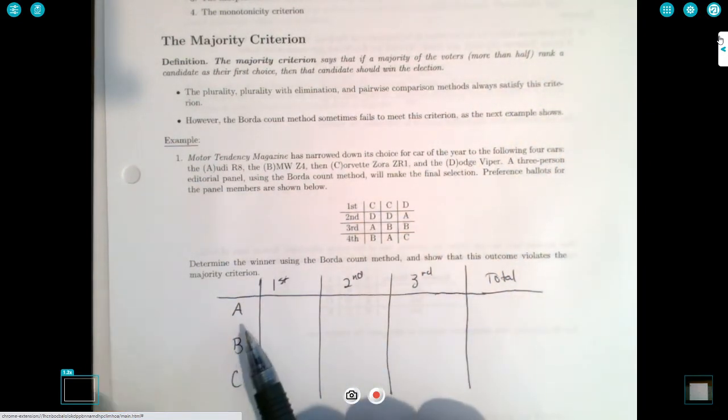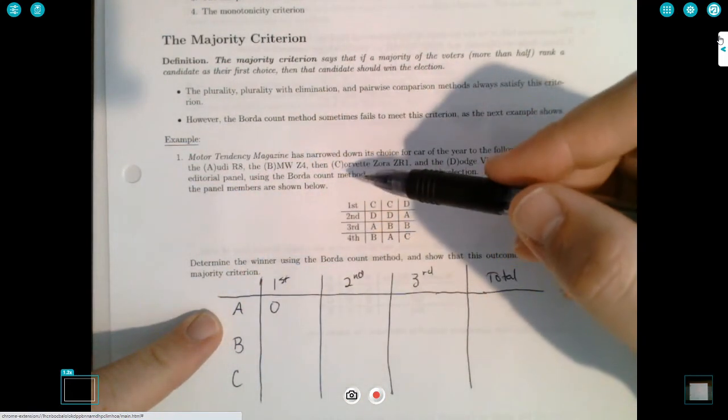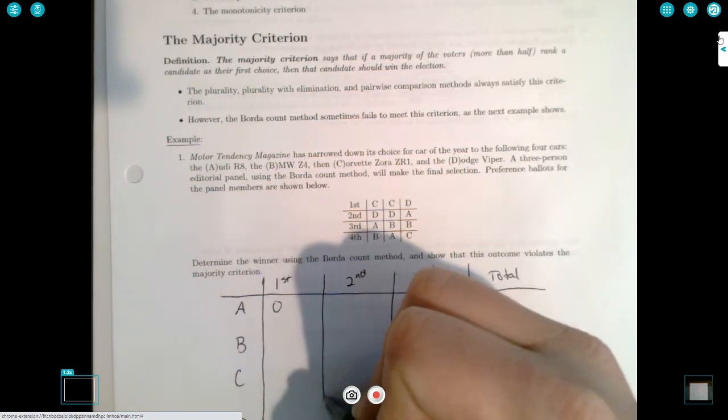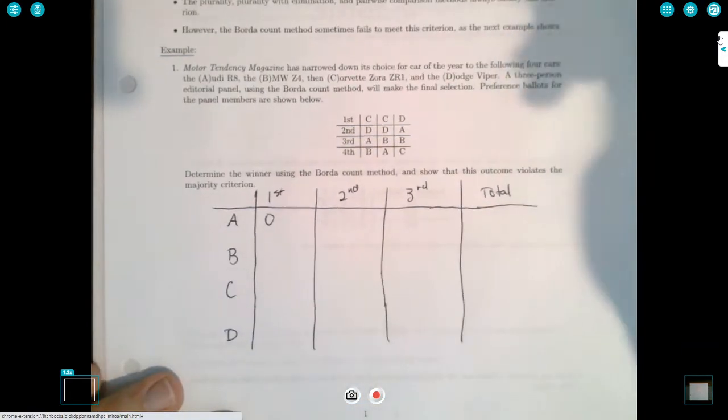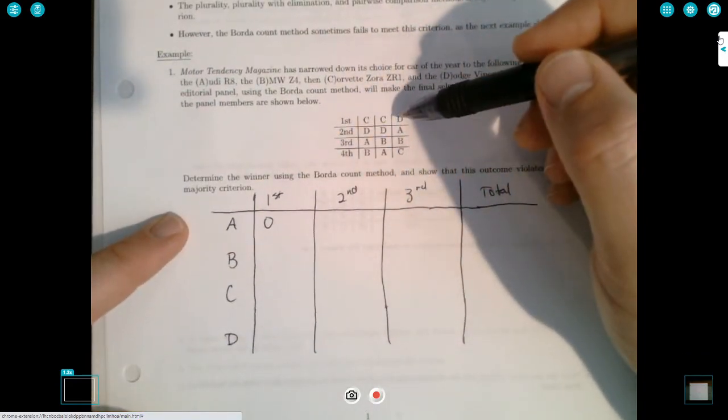Okay, so for the Audi, it was ranked first 0 times. In this case, oh, we have a Dodge Viper as well. I was like, why is it saying first, second, third, fourth? Okay, so sorry. So we also have a Dodge Viper. Okay, so but the Audi was ranked first 0 times.